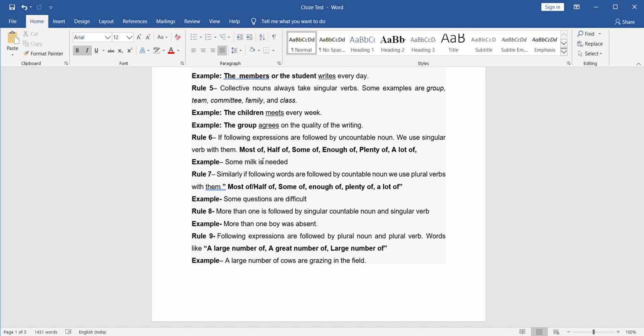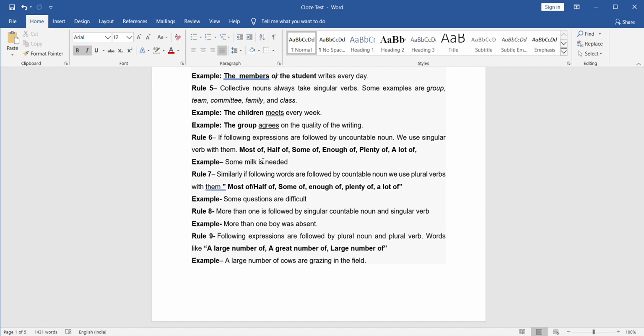Coming to the group, the group agrees on the quality of the writing. That's true. Rule number six is also very easy peasy. If the following expressions are followed by an uncountable noun, we use a singular verb with them: most of, half of, some of, enough of, plenty of, a lot of. For example, some milk is needed. Yes, that's true, because milk is uncountable and looks like a singular noun.